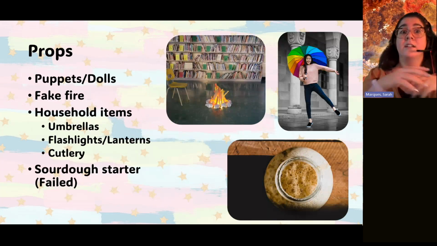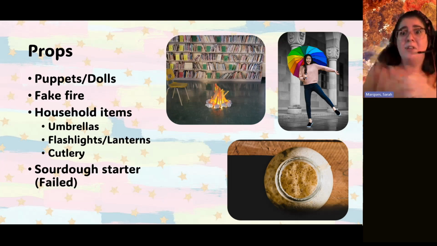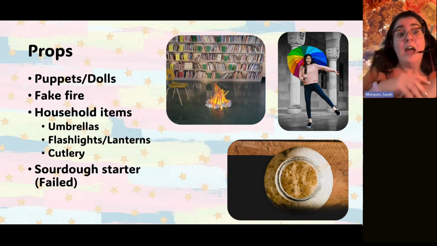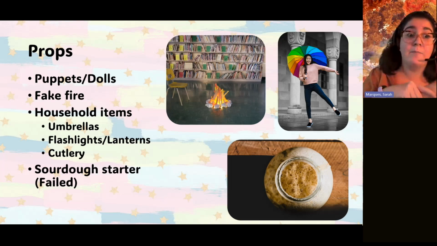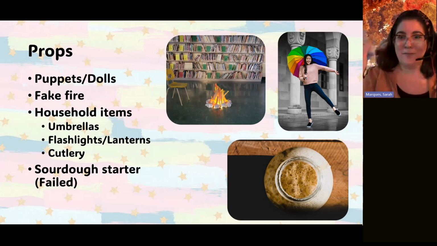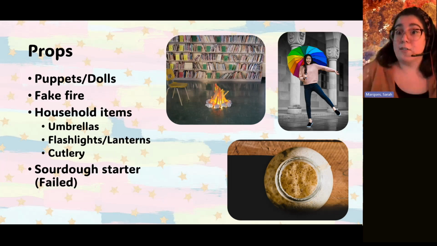Props. So I'm a fan of puppets and dolls, but they can be kind of limiting because you can only use them for certain stories, and also they're a bit pricey. So you can expand upon that. I once made a fake fire in my library out of tissue paper and cardboard, and some fairy lights I had from home. I did this for doing oral storytelling with the students where I told them a ghost story.